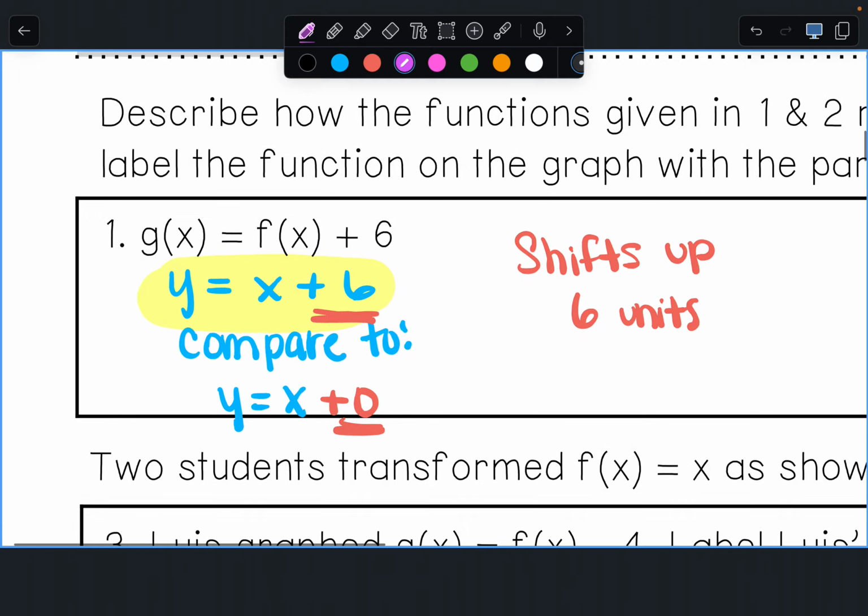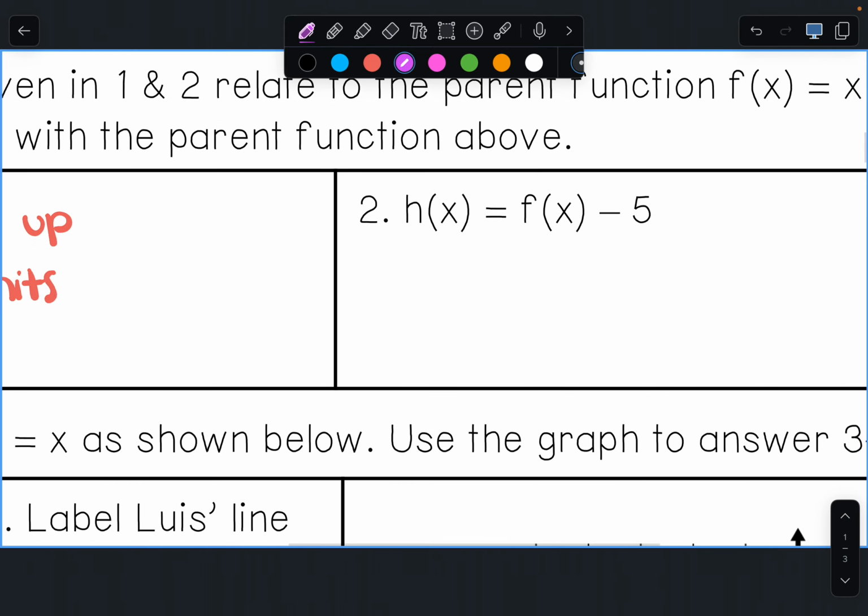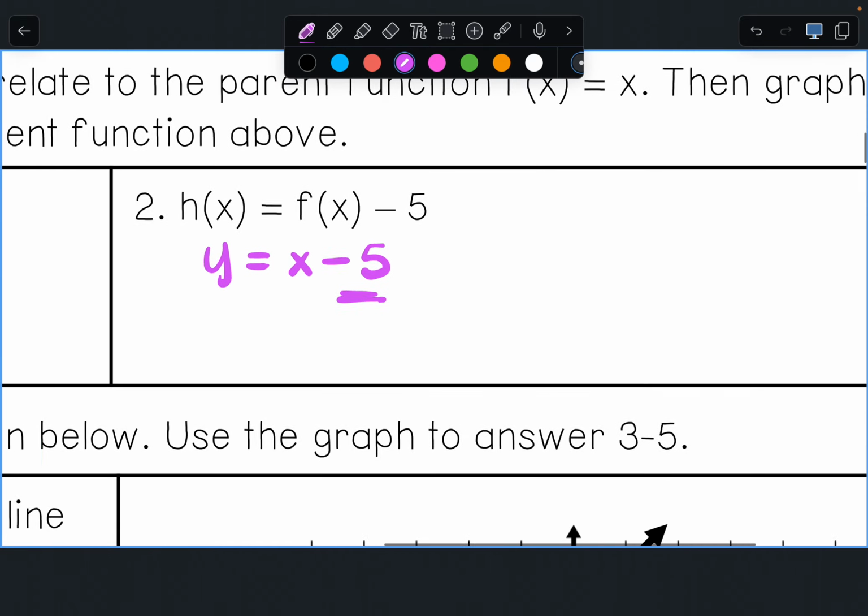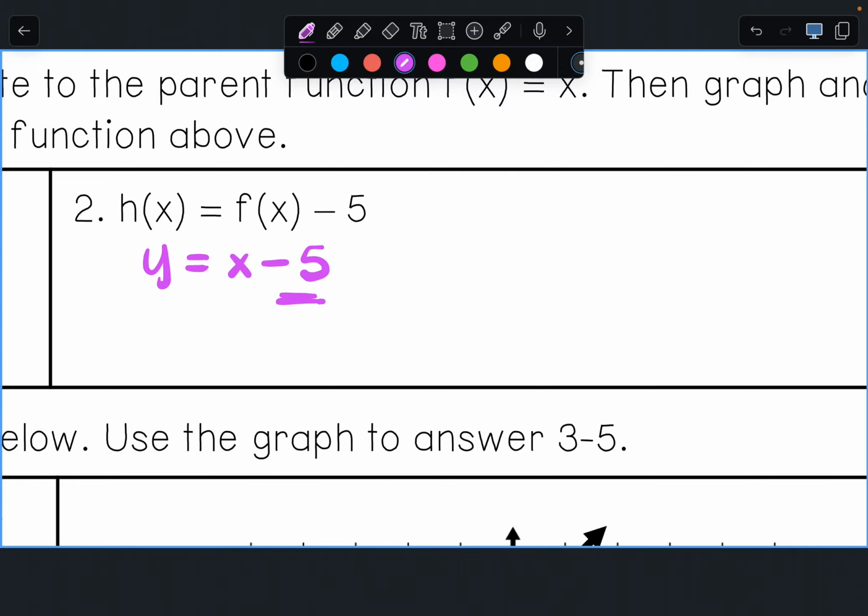Number 2. Switch function notation form back to slope-intercept to make it easier to describe, to make it easier to look at. H of x is the same as having y equals. F of x is just x minus 5. So, from the parent function to this one, what changed? The minus 5. And the minus 5 does what to the line? Down 5. It shifts down 5 units.